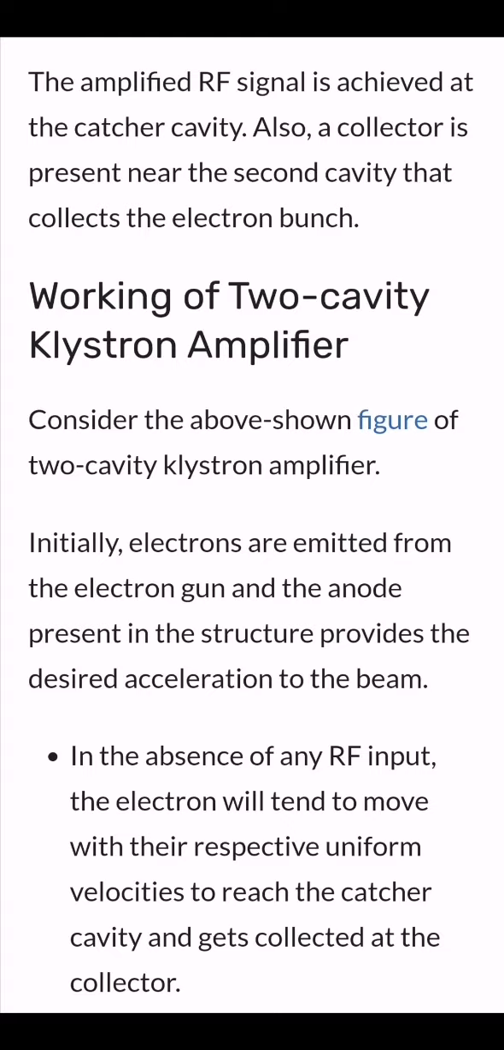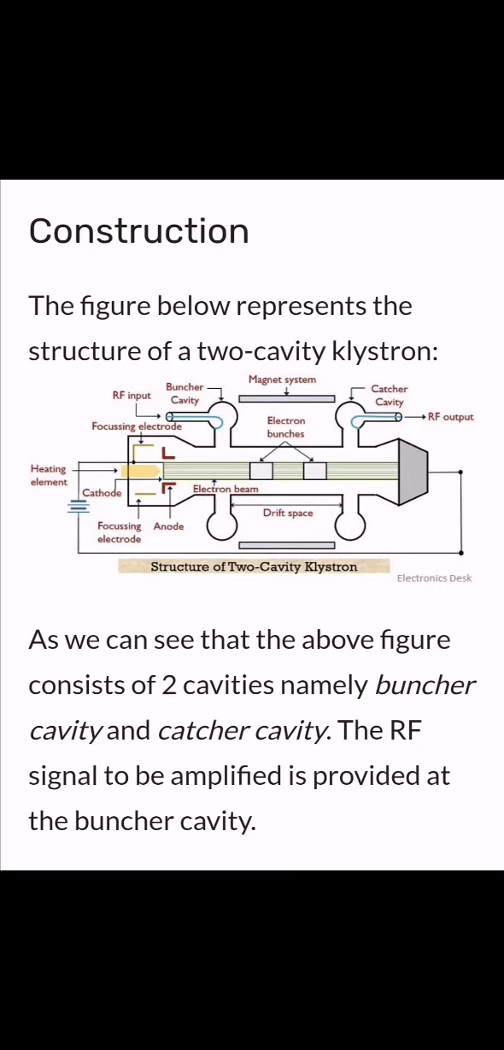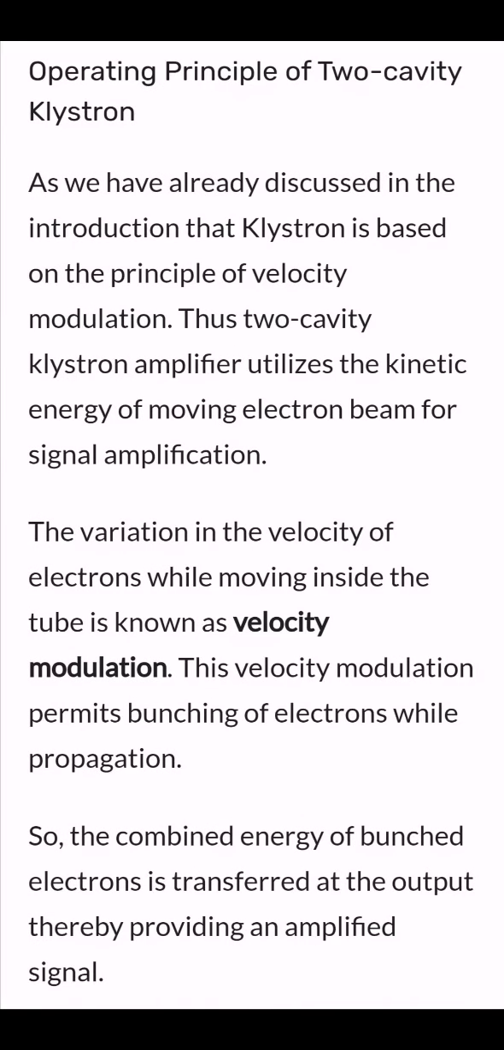And now, before discussing the working of the two-cavity klystron amplifier, let's discuss the operating principle of the klystron. Basically, the kinetic energy of the moving electron beam is utilized for amplifying and generating microwave signals. As we have already discussed in the introduction, the klystron is based on the principle of velocity modulation. Thus, the two-cavity klystron amplifier utilizes the kinetic energy of the moving electron beam for signal amplification.